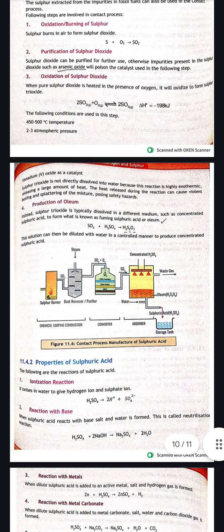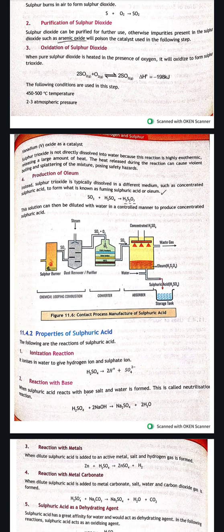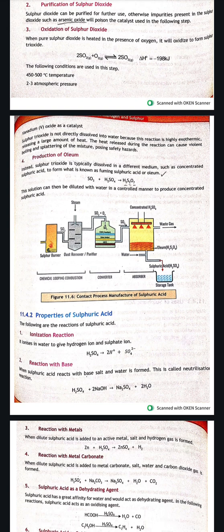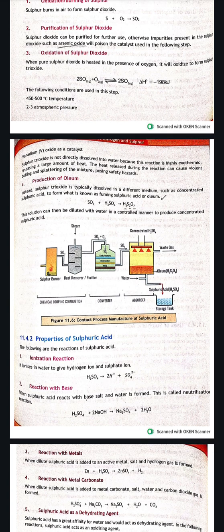Oxidation of sulfur dioxide. 2SO2 plus O2 gives us 2SO3. The following conditions are used in this step: 450 to 500 degrees C and 2 to 3 atmospheric pressure. Vanadium oxide is used as a catalyst.